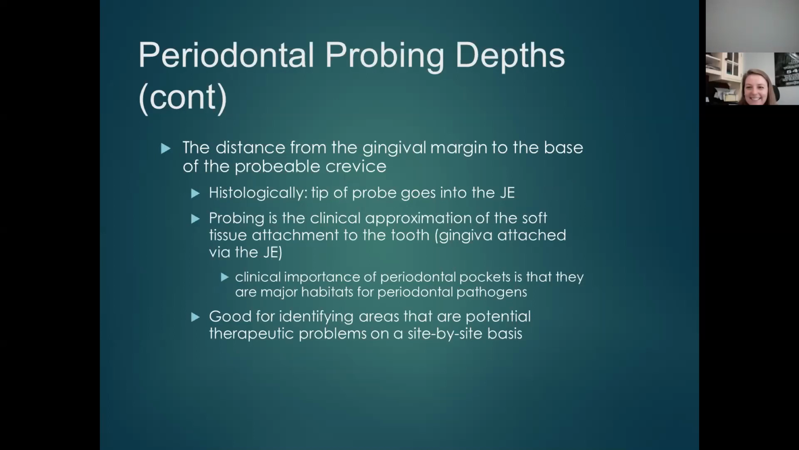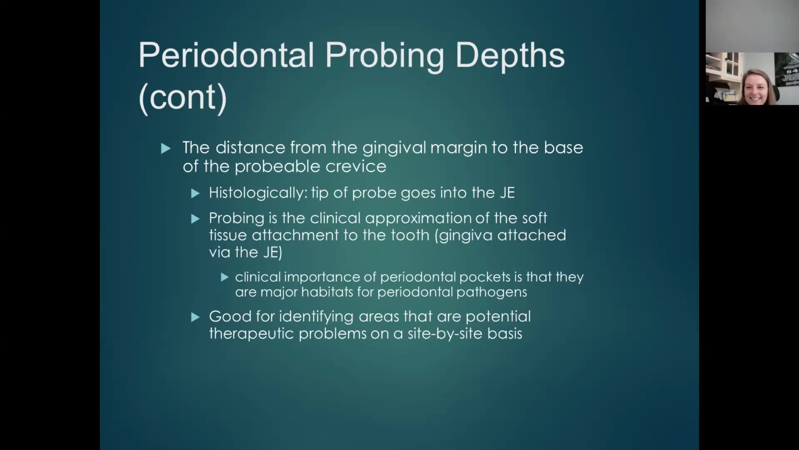So the distance from the gingival margin to the base of the probable crevice. Okay, so histologically, you've got the tip of the probe that goes into that junctional epithelium, and it's a little bit buoyant, so it doesn't just stay on top. It bounces just a little bit. And the probing is the clinical approximation of the soft tissue attachment to the tooth. So it's of clinical importance for the periodontal pockets in that they are the major habitants of the periodontal pathogens. The deeper the pocket, the more likelihood that the bacteria is not being disrupted, and they are transitioning from aerobic gram-positive to the anaerobic gram-negative.